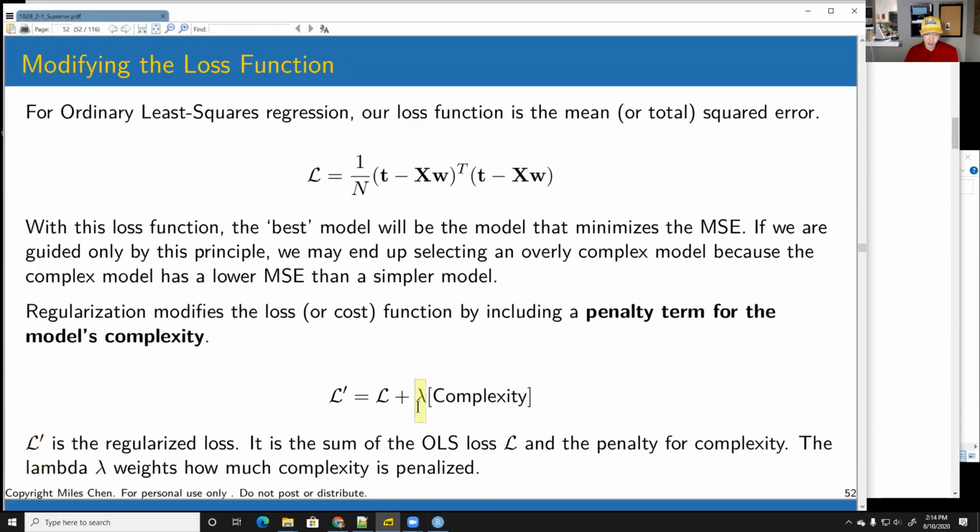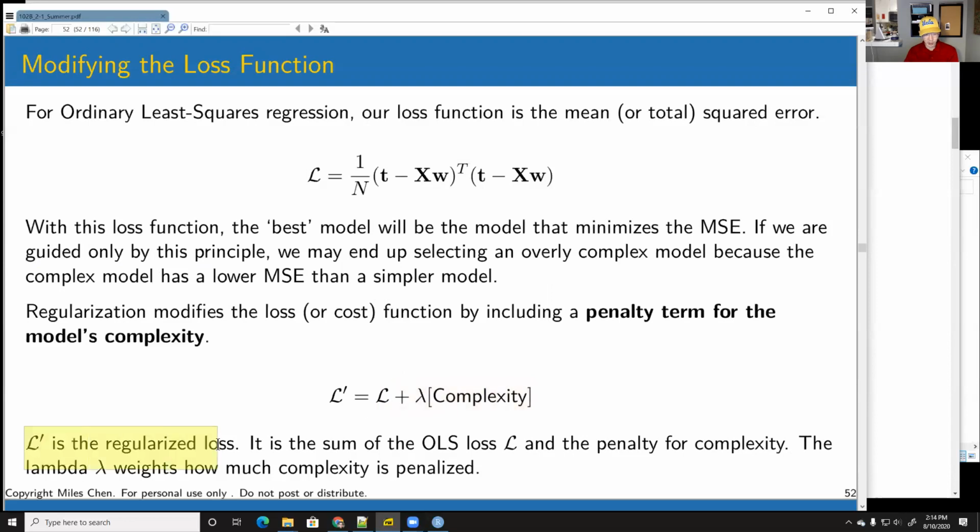And lambda is going to be how much complexity is penalized, okay? So lambda can be big or small, and we can say punish complexity a lot or punish complexity a little bit, right? And if lambda is 0, then it's exactly just the ordinary least squares loss, okay? Then this term drops out if lambda is 0 and you have no regularization, right?